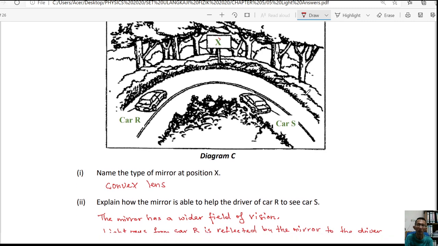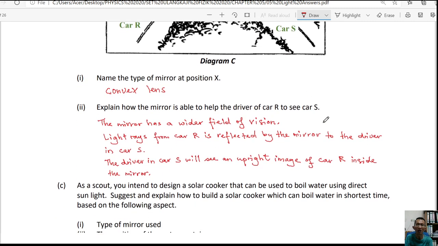So explain how the mirror is able to help the driver of car R to see car S. So first I will mention that the mirror has a wider field of vision, and then next I would mention reflection, whereby the light rays from car S are reflected by the mirror to the driver in car R. Therefore, the driver in car R will see an upright image of car S inside the mirror. So that's how I answer the question. Okay, next one.